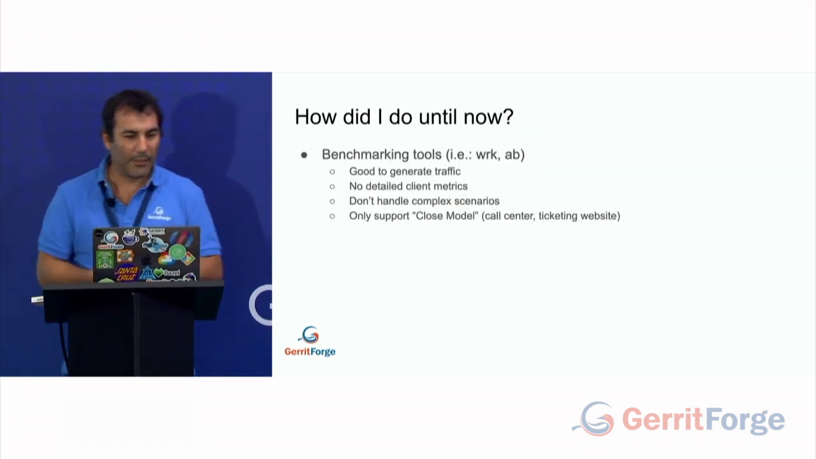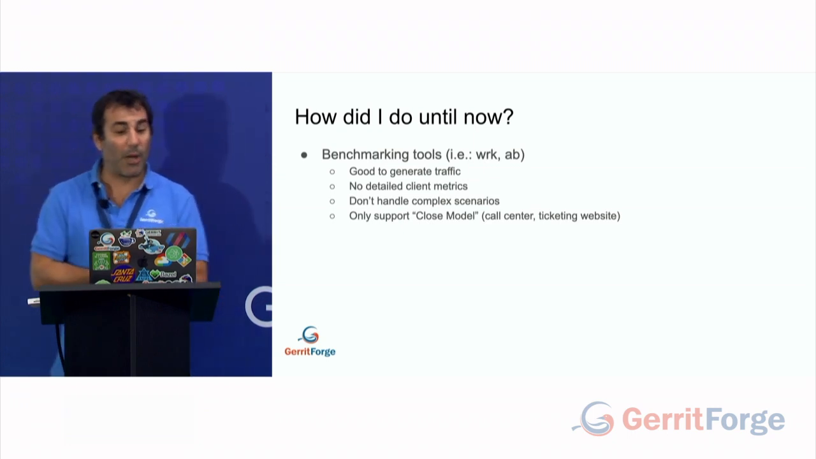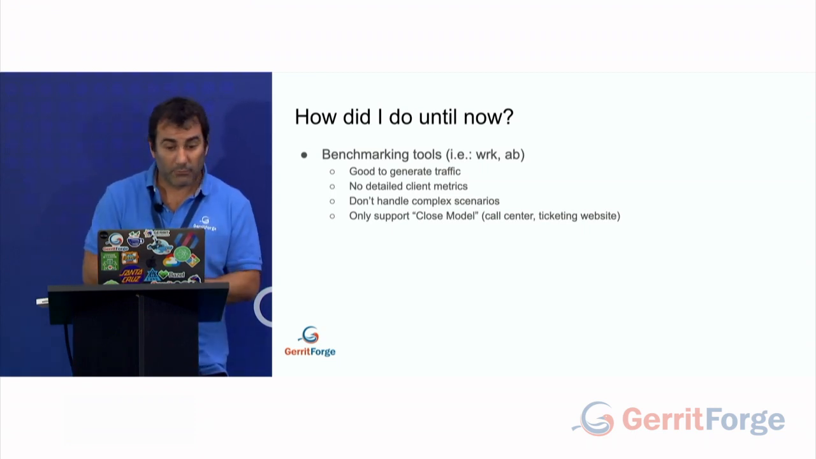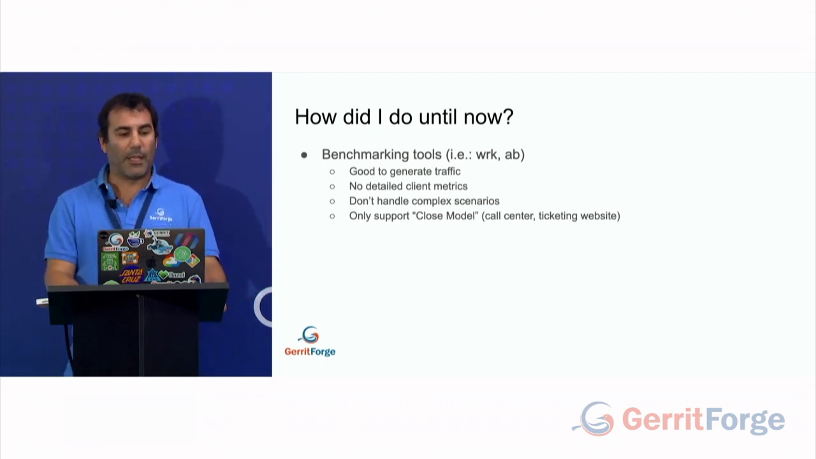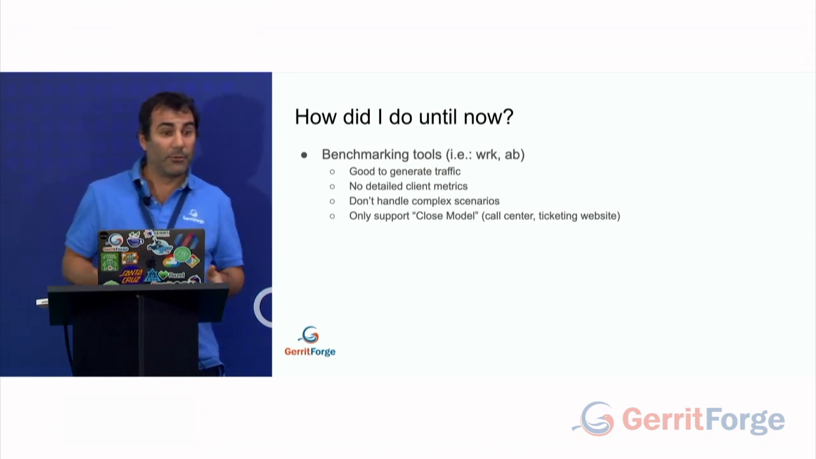So how did I do it until, let's say, 6 months ago, more or less, when I started working on Gatling? Well, I was using benchmarking tools, and I listed a couple of them. They were good enough at the time, good to generate traffic. They are benchmarking tools, so that's what they do. The problem with them is that they don't really have any detailed client metrics. So you get an overall idea of what the response of your server can be, but you can't really drill down in detail. And they don't handle complex scenarios, so it's really difficult to simulate the traffic that you really have in production and maybe replay it in your staging environment, for example. Another limitation is they only support closed model, so they don't support open model.